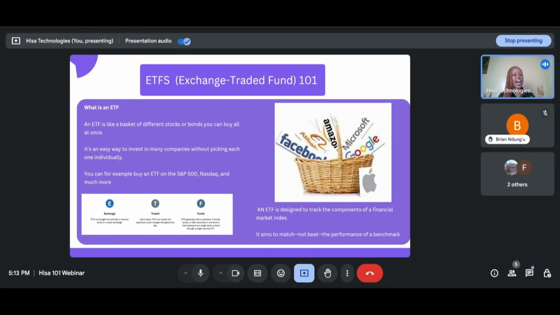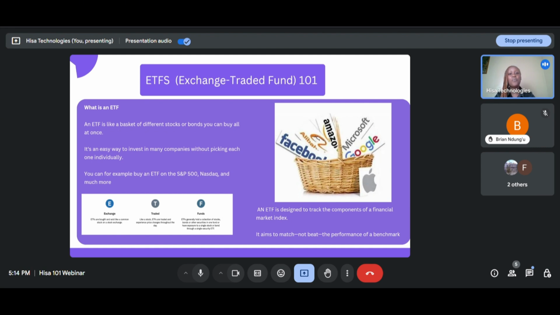ETFs. You might have heard of this term or not, and it's fine. So what are ETFs? ETF stands for Exchange Traded Fund. And what is an exchange traded fund? We'll come to that. But the E stands for exchange. An ETF can be bought and sold just like a stock. The same way that you buy stocks on the stock market, you can buy and sell ETFs in the stock market. The T in ETF stands for traded.